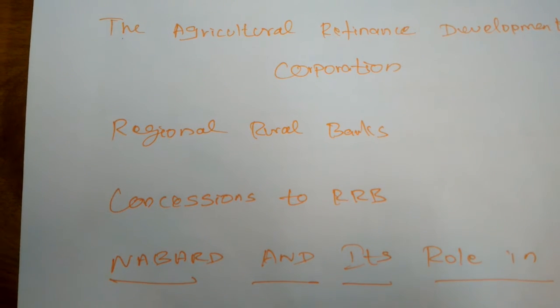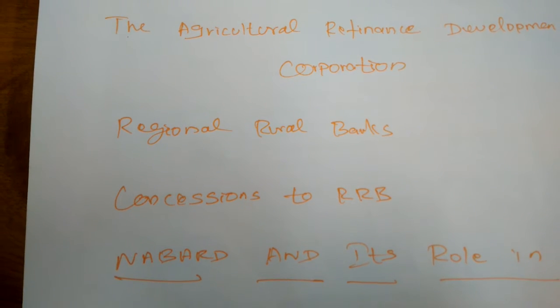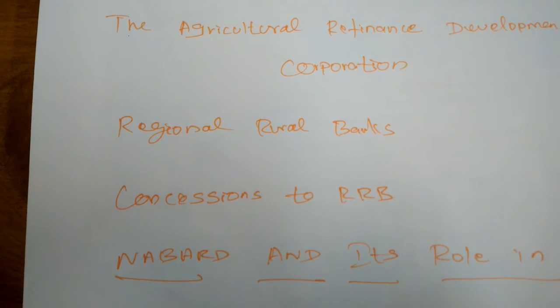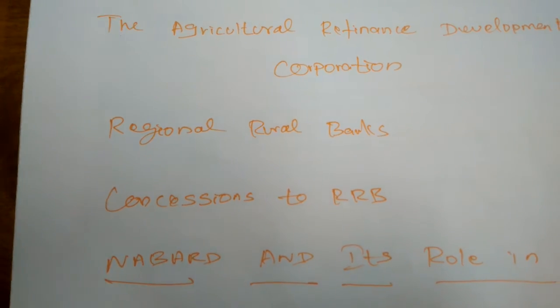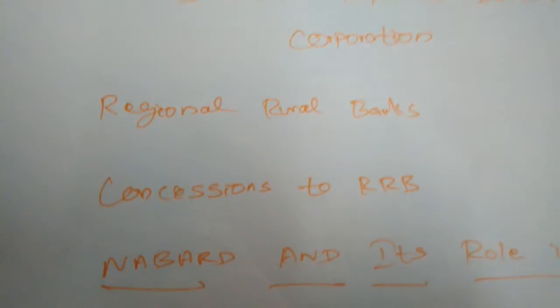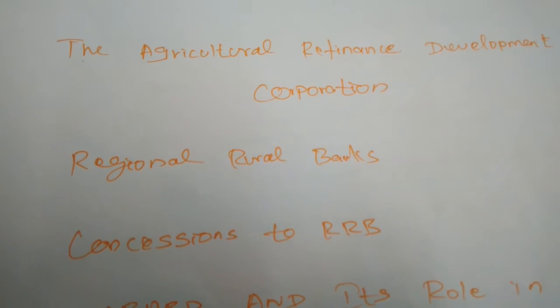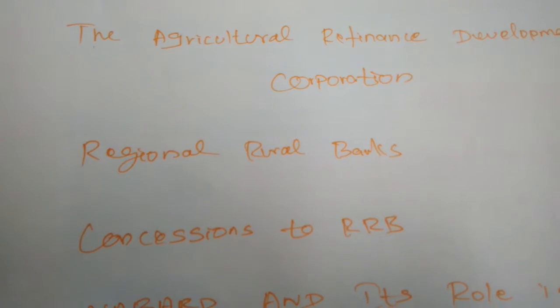So with the aim of bridging the gap in agricultural finance and to extend credit for projects involving agricultural development, organizations called the Agricultural Refinance Development Corporations were created. These corporations also have some objectives. So what are the objectives?